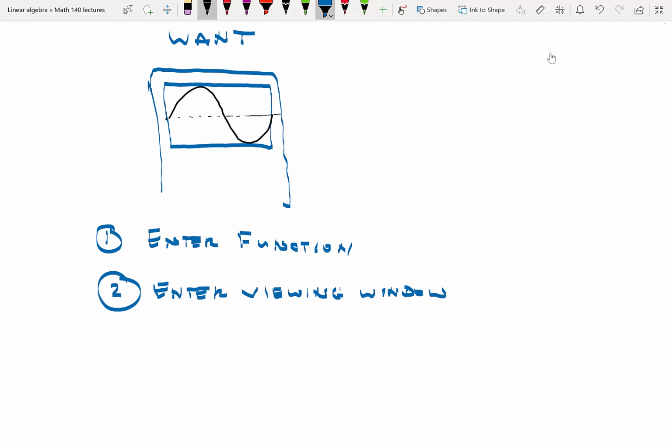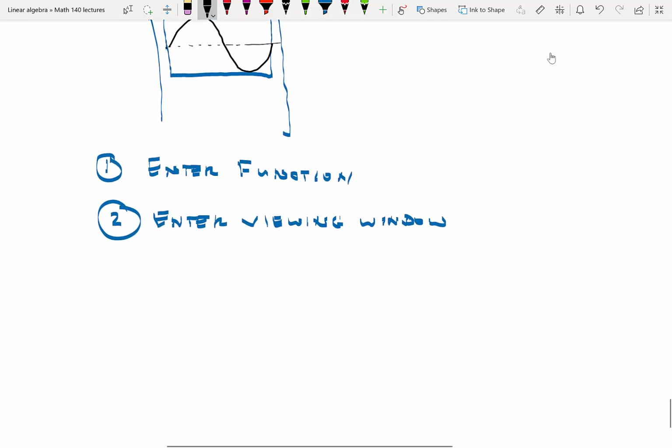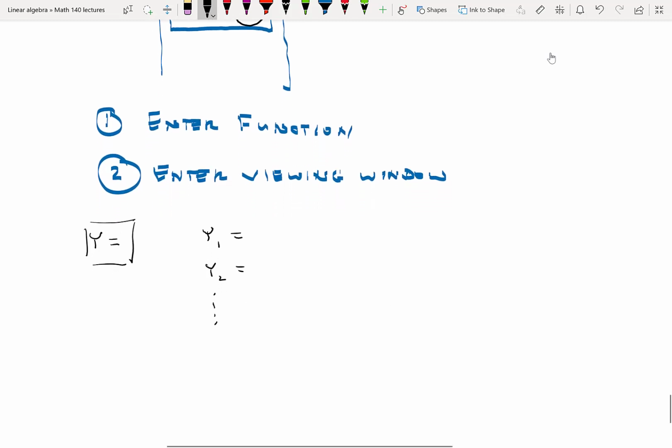Okay, so let's do each of these things. To enter the function, press the Y= button, the top button in the top left-hand corner. Press that button, and the calculator is waiting for you to enter the sine function, or whatever function you want to graph. You should see Y1 equals, Y2 equals, Y3 equals. I think it goes up to Y7 on my calculator.